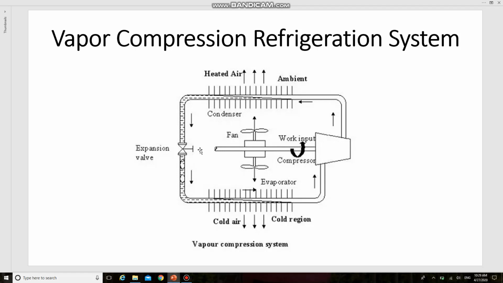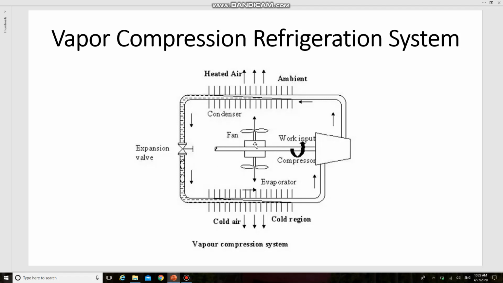This low pressure and low temperature refrigerant vapor evaporates in the evaporator, taking heat from the cold region. It should be observed that the system operates on a closed cycle. So this is a closed cycle.